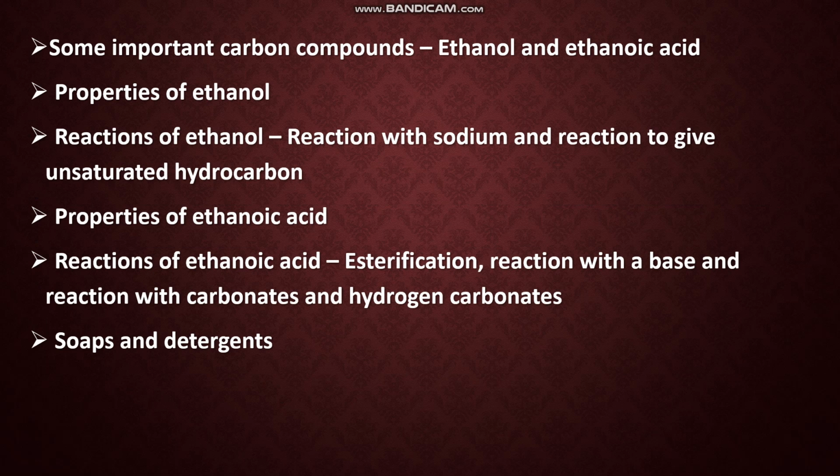Then we learn how ethanoic acid reacts with a base like sodium hydroxide. We are getting the sodium salt of ethanoic acid and water. The sodium salt of ethanoic acid is called sodium ethanoate or sodium acetate. Then we learn how ethanoic acid reacts with carbonates, that means sodium carbonate or sodium hydrogen carbonate. In both reactions we are getting the products sodium salt of ethanoic acid, carbon dioxide and water. The sodium salt of ethanoic acid is called sodium acetate or sodium ethanoate.